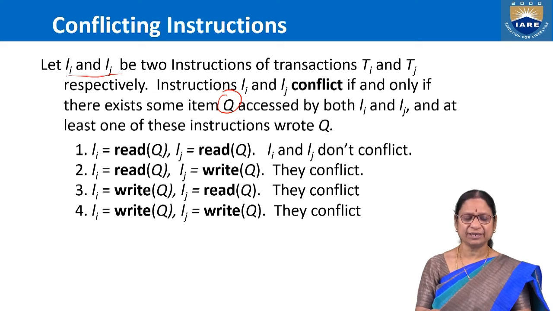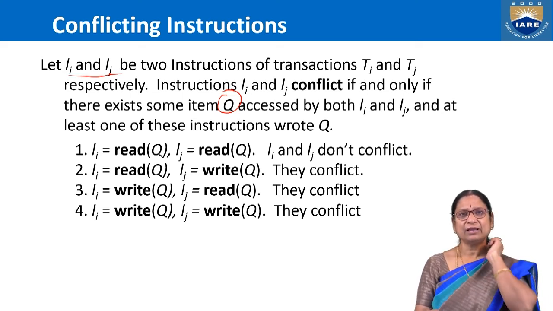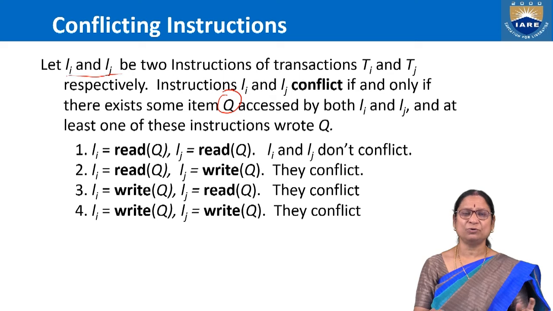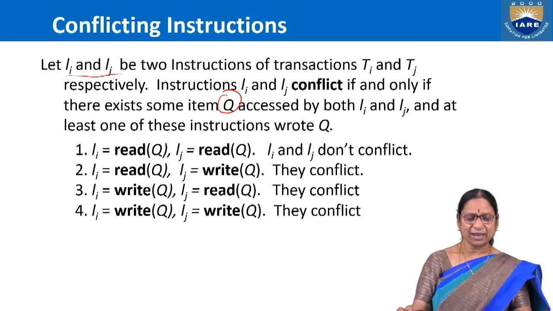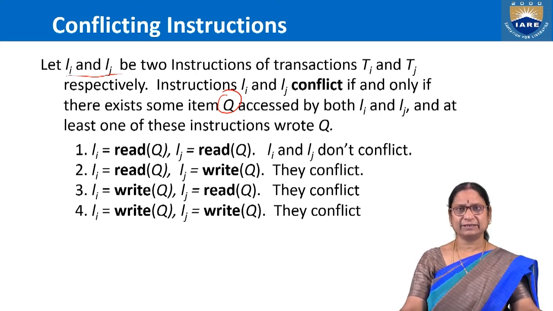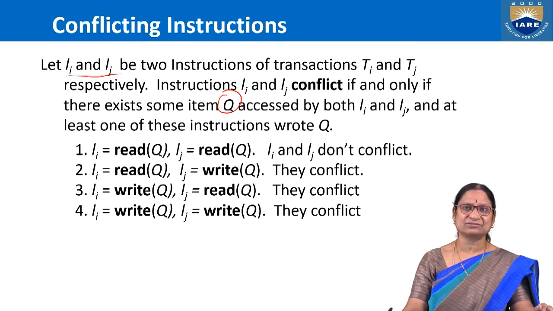So on data item Q here, there are possibilities. Li may be read, Lj may be write. This may be write, that may be read. Or both are read, or both are write. These are the four possibilities. So Li is read Q, Lj is read Q. Li is read Q, Lj is write Q. Or Li is write Q, Lj is read Q. Or both are write. What is the definition? Both are conflict instructions if at least one of them is a write instruction.